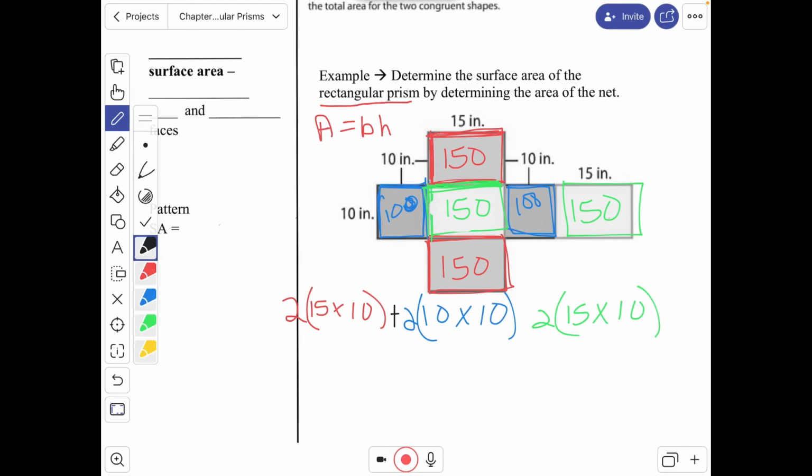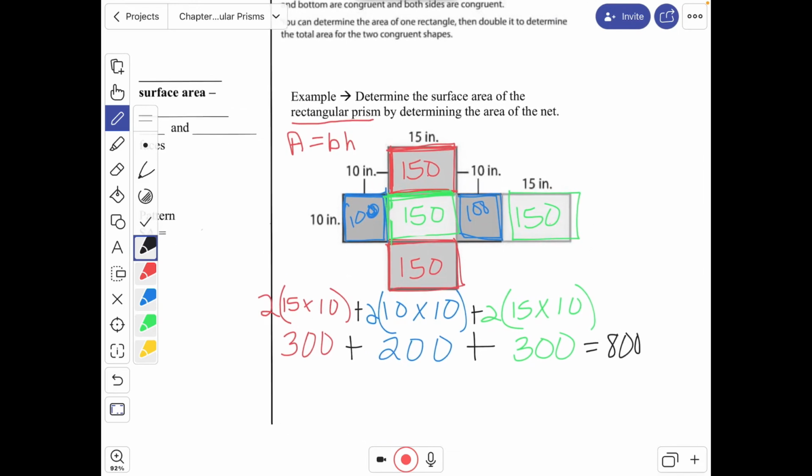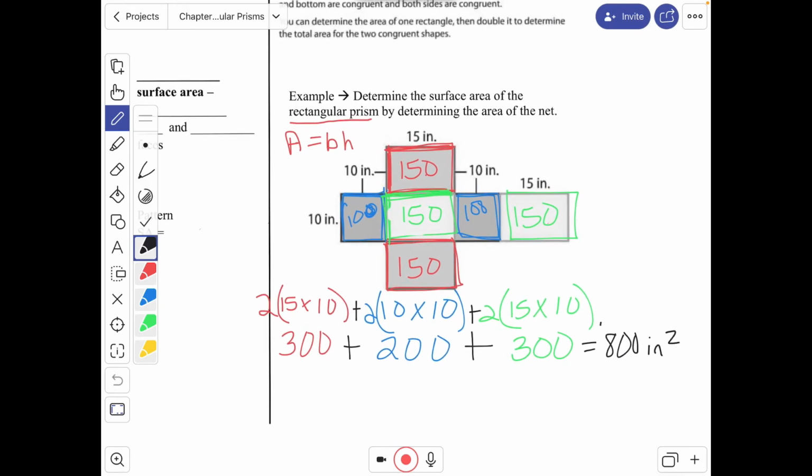Then we want to add all those sides together. So the back and the front make 300, plus the two sides, 200, plus the top and the bottom is another 300. So all together that makes 800. And that's inches squared, because area is always a measure of how many squares will fit on something.